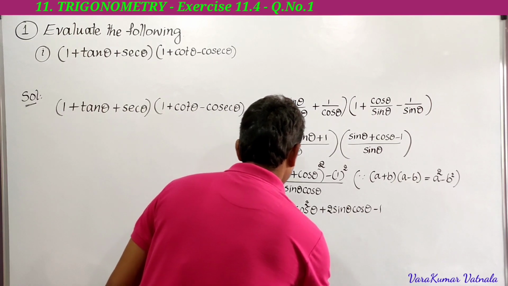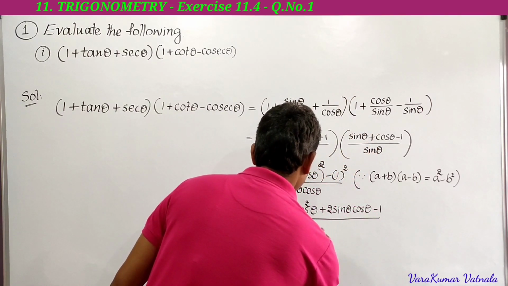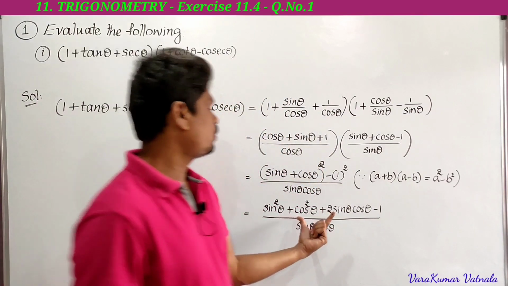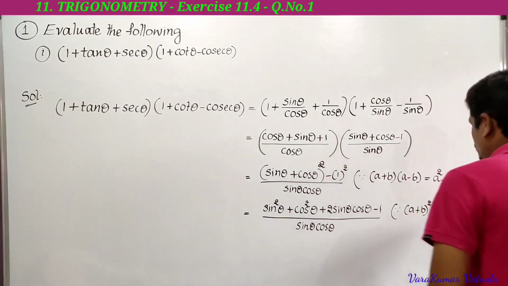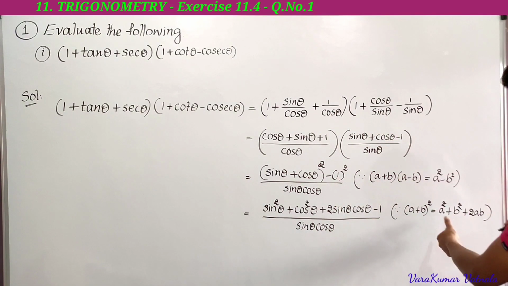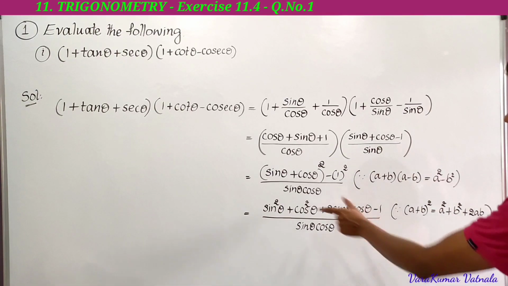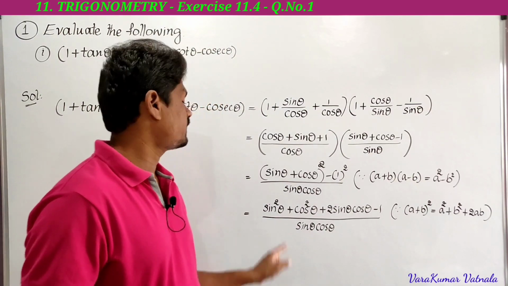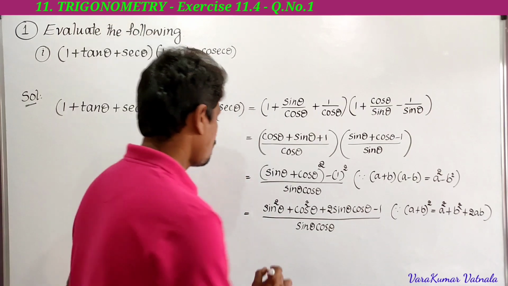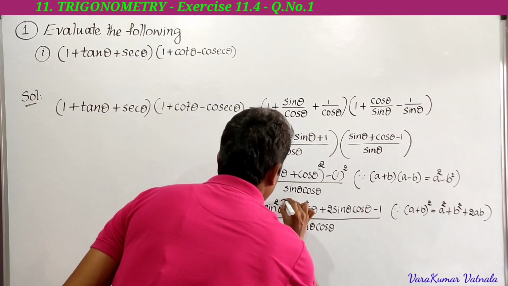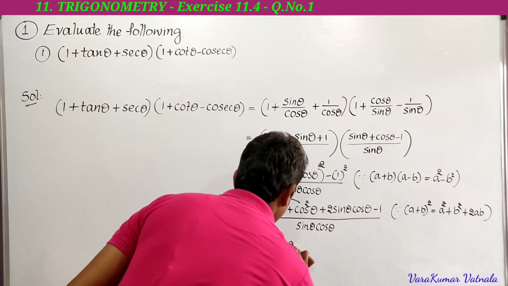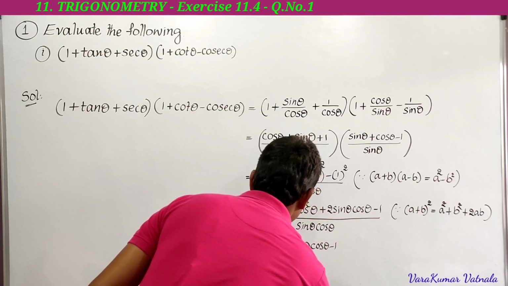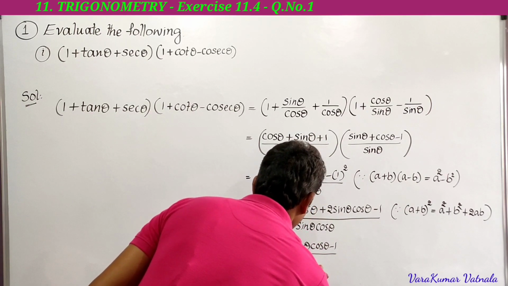Divided by, write this sin theta into cos theta as usual in the denominator. So here we have used this formula: (a plus b) whole square equal to a square plus b square plus 2ab. Here a is sin theta, b is cos theta. Using the trigonometric identity, sin square theta plus cos square theta equal to 1, I am writing here sin square theta plus cos square theta is 1, plus 2 sin theta into cos theta. Write minus 1 as usual, divided by sin theta into cos theta.